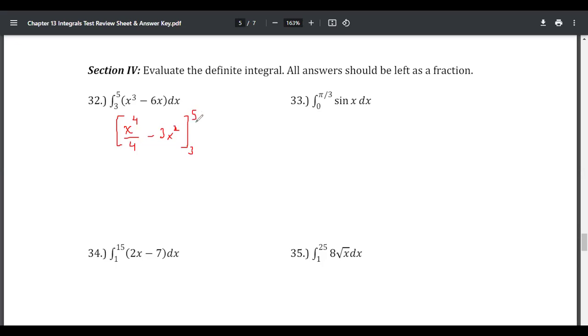Which one do you plug in first, the 5 or the 3? So b is on the top and a is on the bottom, so we plug in b first, 5 first. Yes. So your final result would be something like 5 raised to 4 over 4 minus 3 times 5 squared. Make sure you use parentheses. And then you subtract 3 raised to 4 over 4 minus 3 times 3 squared. Is that what you meant?